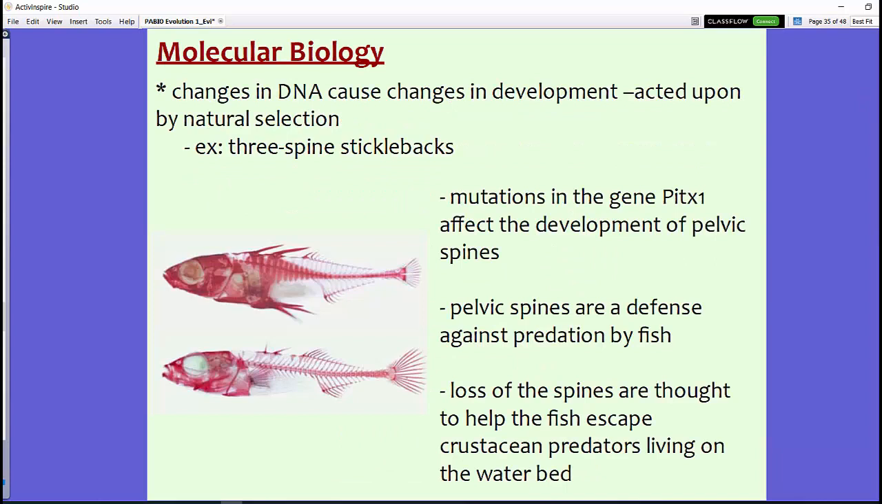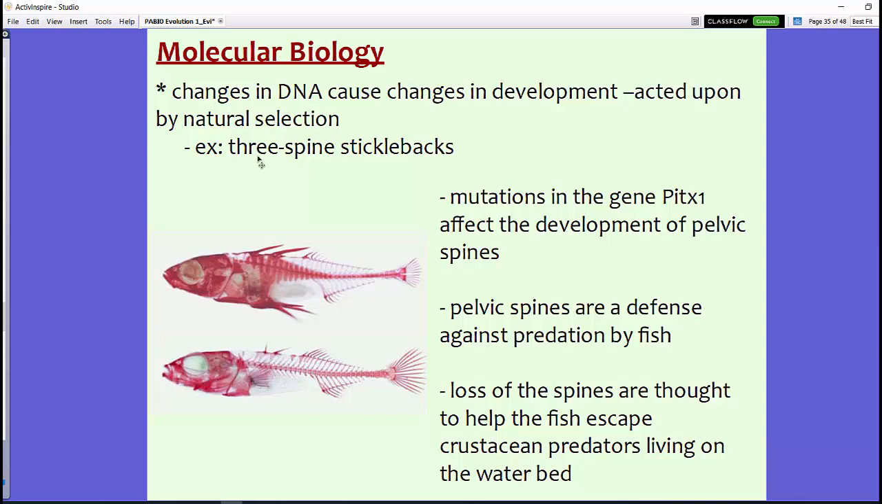Now, these changes in DNA might cause changes in development. As we were talking about how proteins are created in protein synthesis, one slight mutation could change an entire sequence, for good or for bad. Now, if it happens to be an advantageous change or mutation, then natural selection is going to act upon that. And those organisms that have that mutation will start to see a rise in the number of individuals that have them in a particular population.